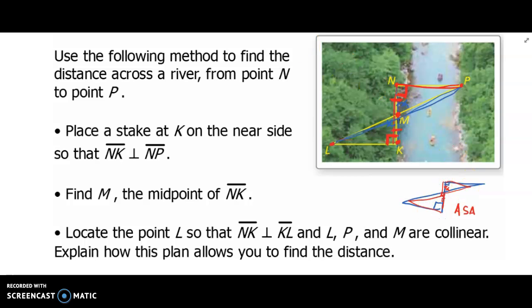And then once I know those two triangles are congruent, I know this side and this side are congruent. So basically, NP would be the same length as KL, which is on the same side of the river, so I could just measure that if I needed to.